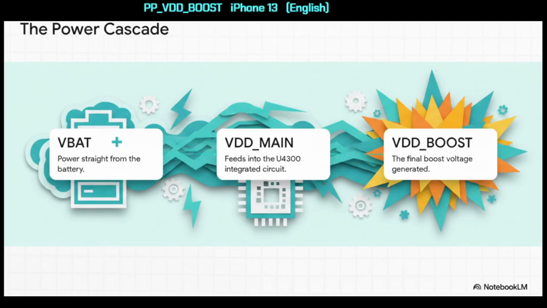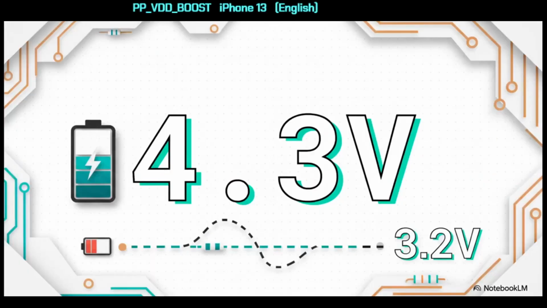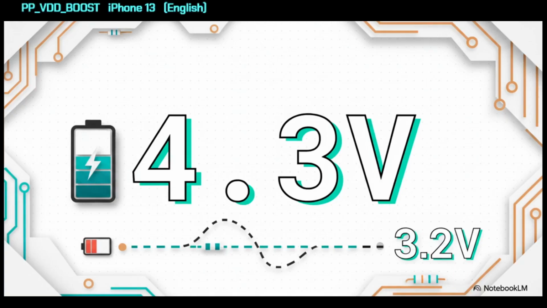It's this beautiful, precise chain reaction. Now, what's really interesting about this is the voltage itself. VDD_BOOST isn't just some static number. Under optimal conditions, with a fully charged battery, it sits at about 4.3 volts. But, and this is wild, it tracks perfectly with your battery level. If your phone battery drops down to 1%, that VDD_BOOST voltage drops right down with it to around 3.2 volts. They are completely dynamically linked together.